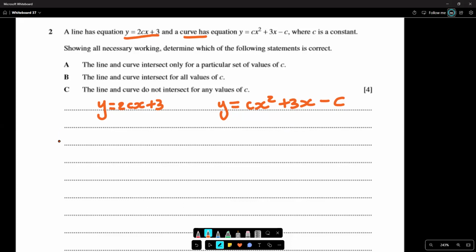Awesome. So the line and curve intersect only for a particular set of values of c. The line and the curve intersect for all values of c. The line and the curve do not intersect for any values of c. So obviously, ladies and gentlemen, if I hear the word intersection, what comes to my mind is to equate the two equations because they are intersecting. Okay. So I have 2cx plus 3 equals cx squared plus 3x minus c.